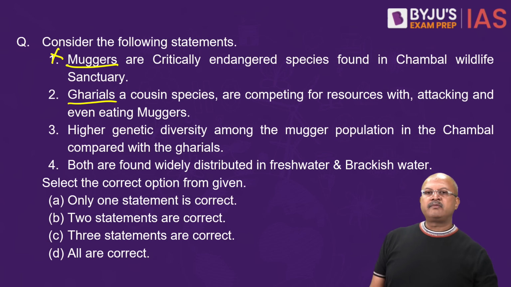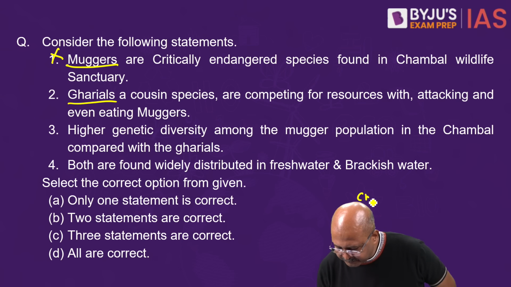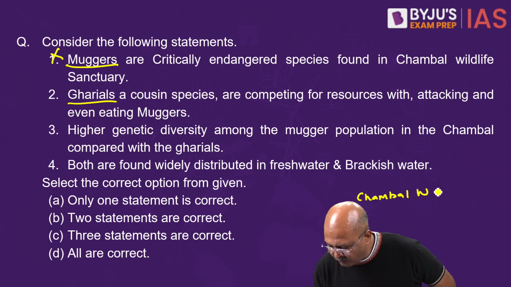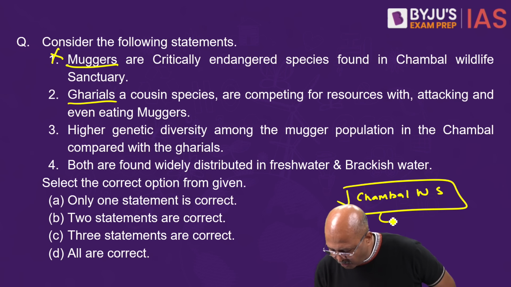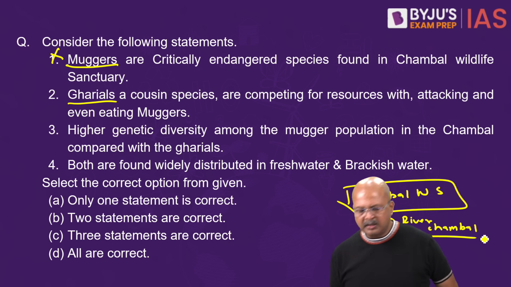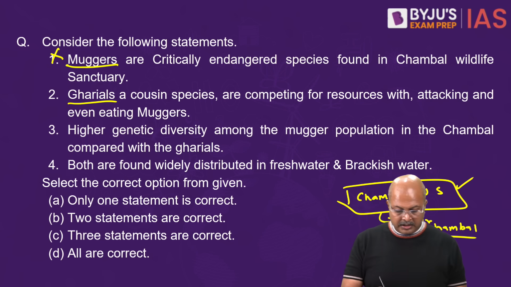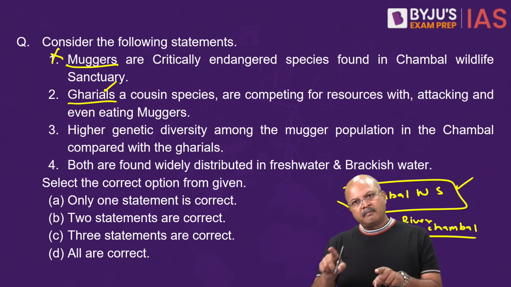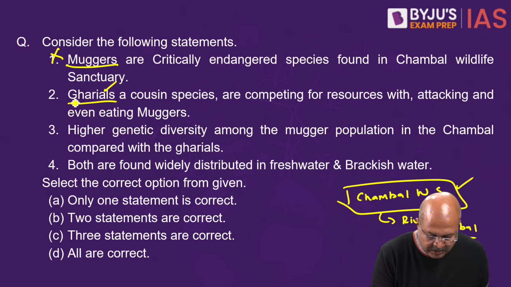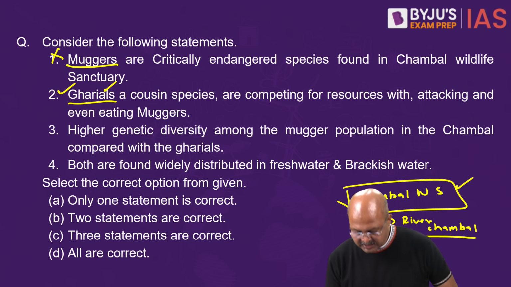Now this is associated with the Chambal Wildlife Sanctuary, which is along the river Chambal. The major problem associated with this Chambal Sanctuary is that the gharials are being eaten up by muggers. So here we find the gharials are eaten by muggers. It means that muggers are posing a threat to the gharials.